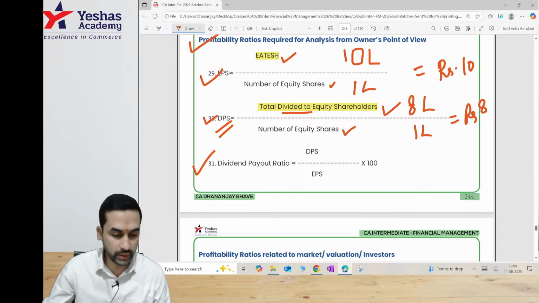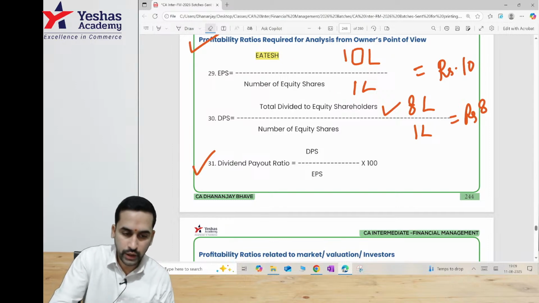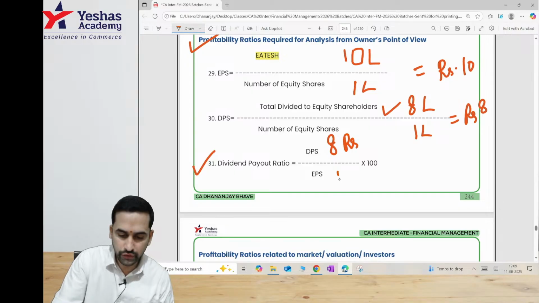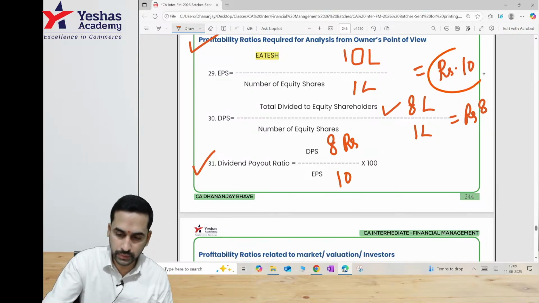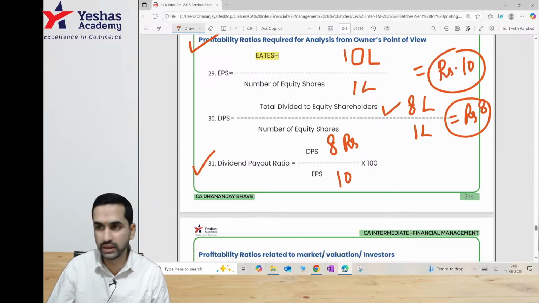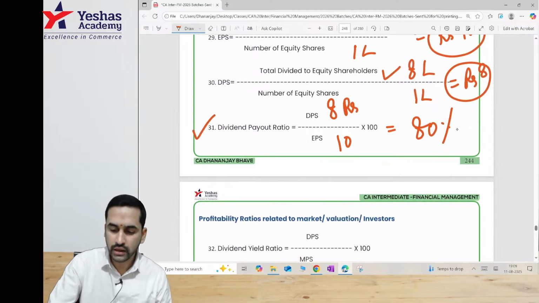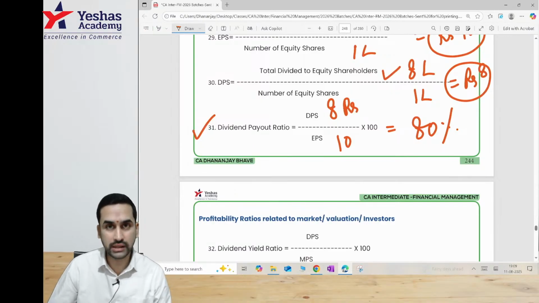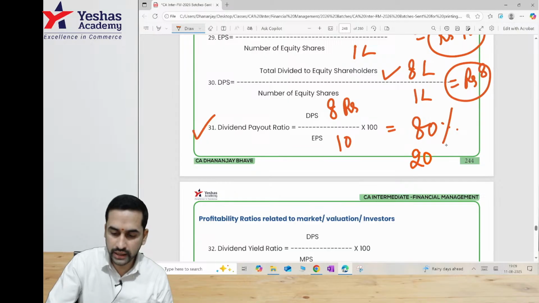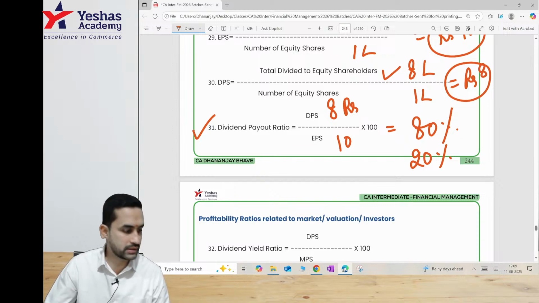If you see ratio number 31, it is a continuation of the last two ratios. Observe the formula. It is DPS by EPS into 100. You pay 8 rupee dividend out of 10 rupee earning. Able to follow? Observe the previous two numbers. 8 rupee dividend out of 10 rupee EPS. So when you do DPS by EPS, you're actually doing 8 by 10 into 100, and that gives you 80%. Tell me, if 80% is considered as dividend payout, can I say 20% should be understood as reserve? I repeat, 80% paid as dividend means 20% kept as reserve.